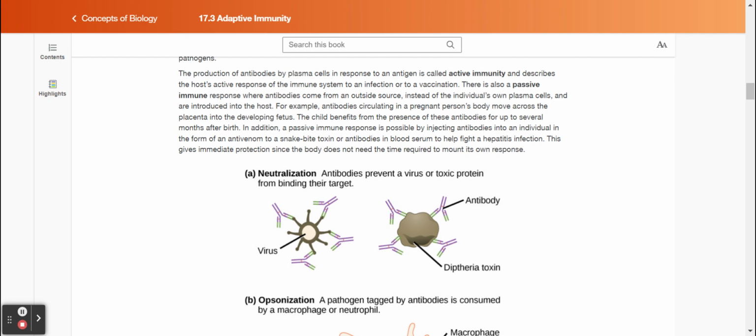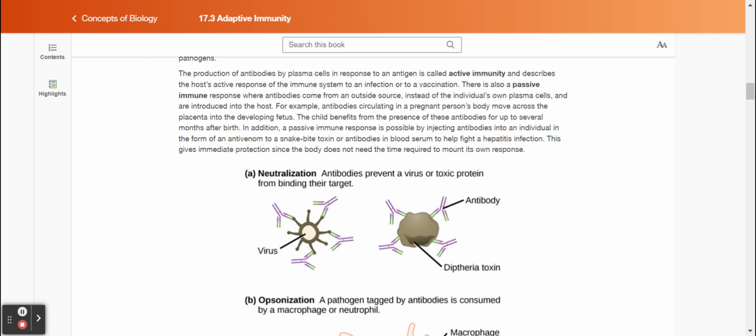The production of antibodies by plasma cells in response to an antigen is called active immunity and describes the host's active response of the immune system to an infection or to a vaccination. There is also a passive immune response where antibodies come from an outside source instead of the individual's own plasma cells and are introduced into the host. For example, antibodies circulating in a pregnant person's body move across the placenta into the developing fetus. The child benefits from the presence of these antibodies for up to several months after birth.